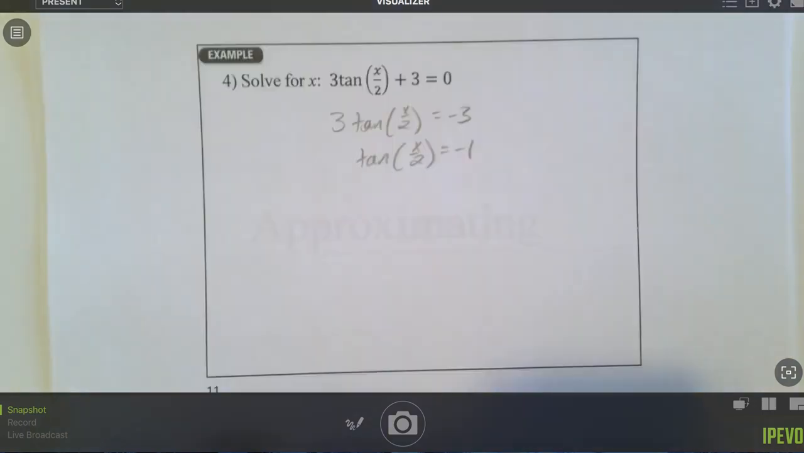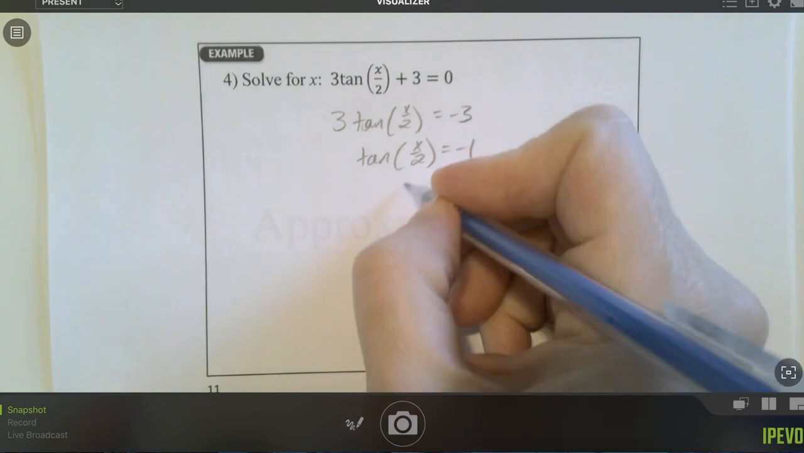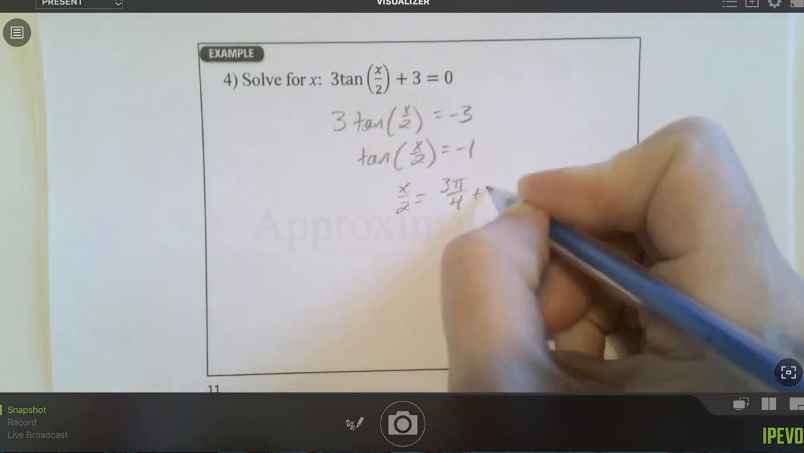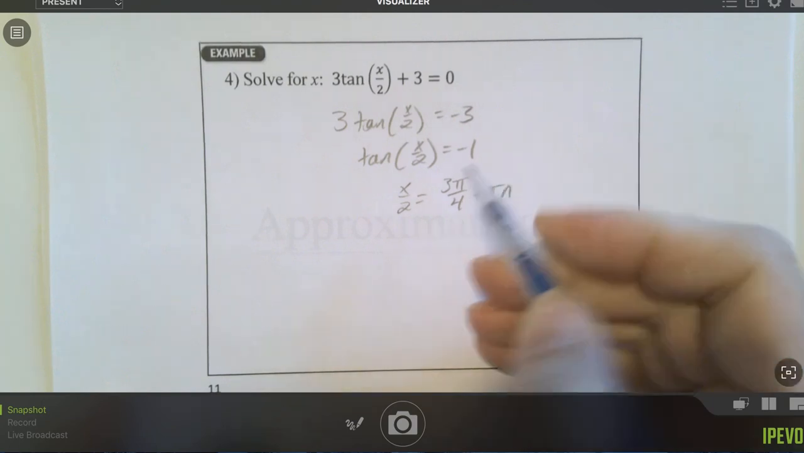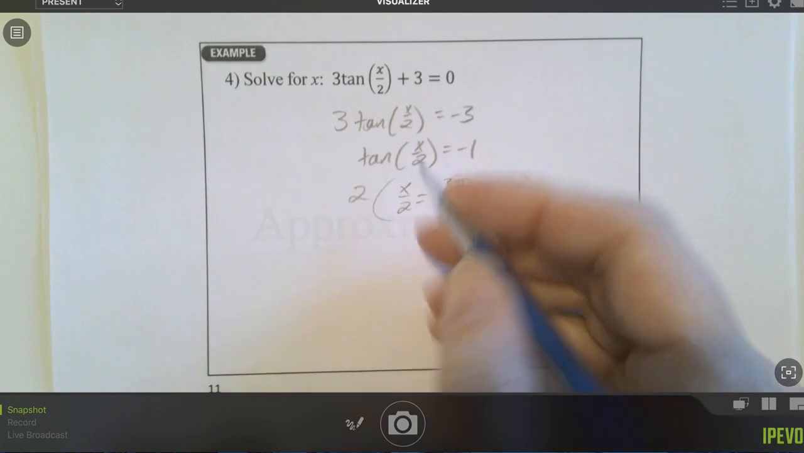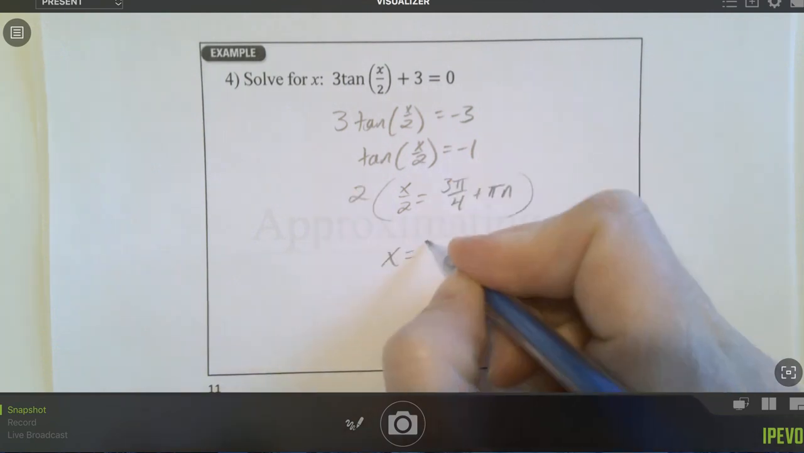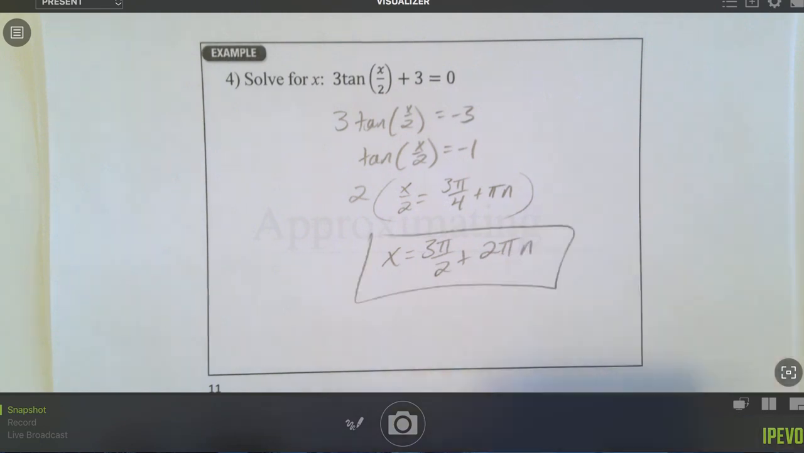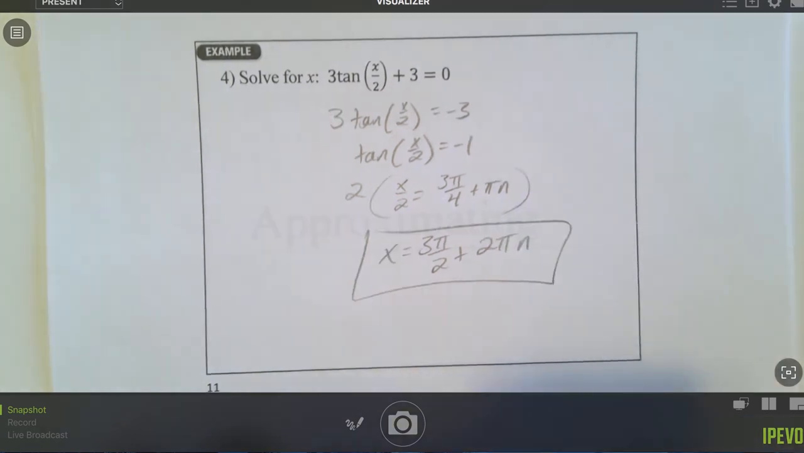So we can say that x over 2 is equal to 3 pi over 4 plus pi n. But we're trying to isolate the x, not x over 2. So let's multiply everything by 2, and we'll have x equals 3 pi over 2 plus 2 pi n. We didn't do any squaring of both sides, so I don't need to check my solution.